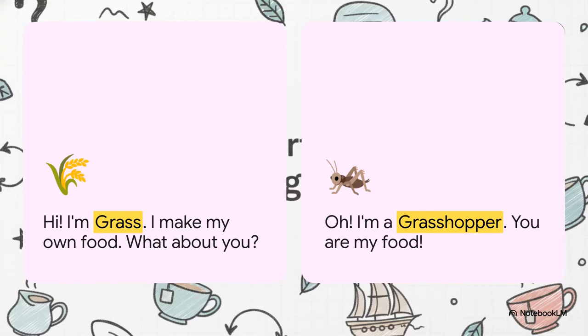When the student playing grass walks up to the grasshopper, the interaction is just gold. Grass introduces itself, proudly declaring that it makes its own food. And the grasshopper realizes, wait a minute, I'm hungry for plants. You are my food. It's this hilarious, slightly awkward realization of who eats whom, and it perfectly simulates the ecosystem in real time.